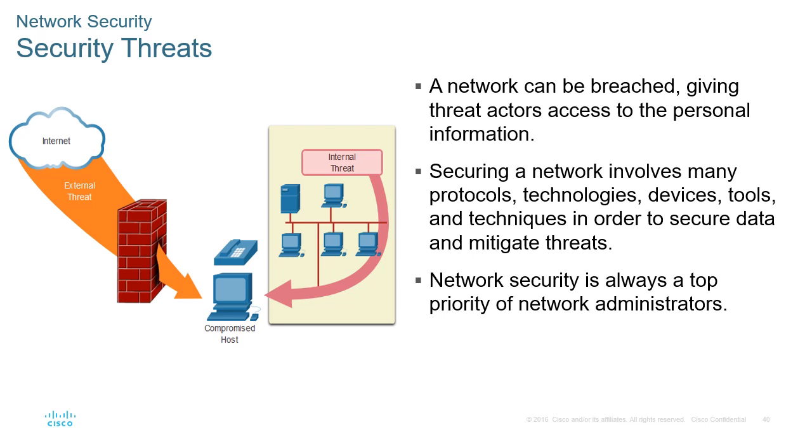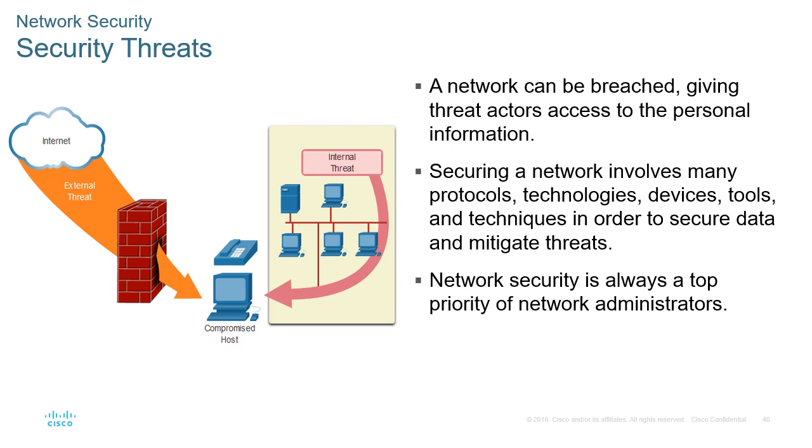We introduced network security as a characteristic of the underlying architecture of a reliable network, and we understand the importance of network security because a network can be breached, giving threat actors access to personal information. Therefore, securing a network is crucial. It involves techniques that are used in order to secure data and to mitigate those threats. Definitely a top priority for network administrators.